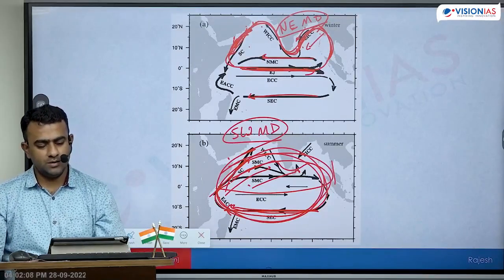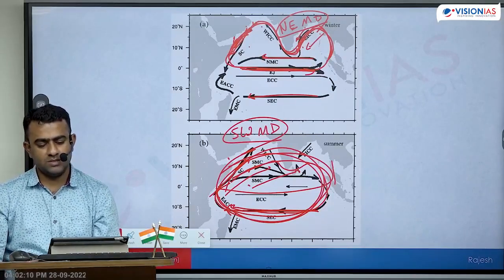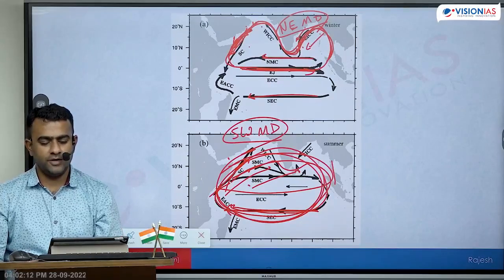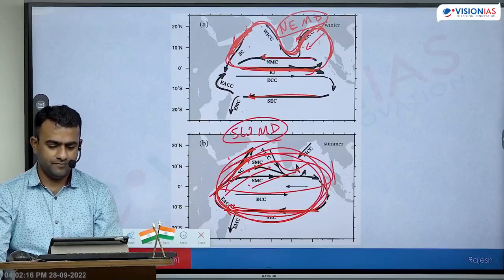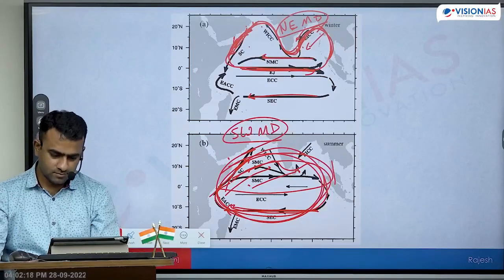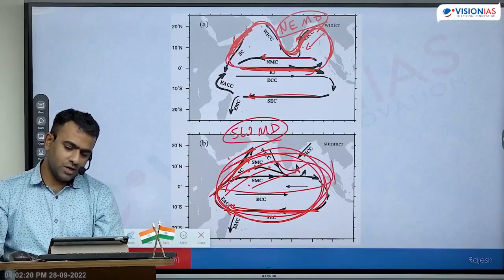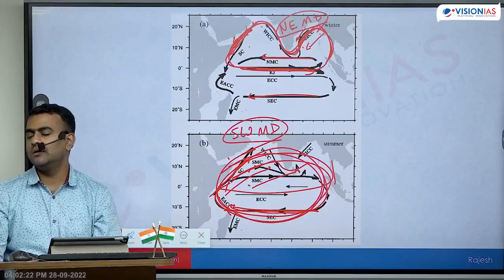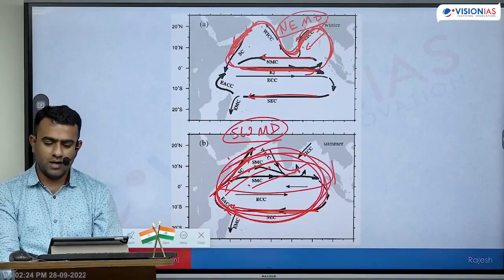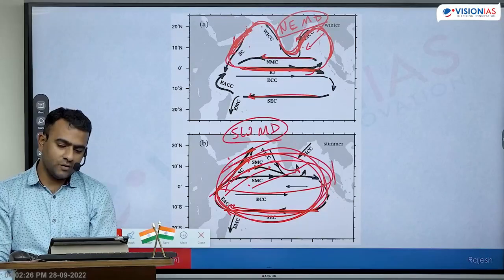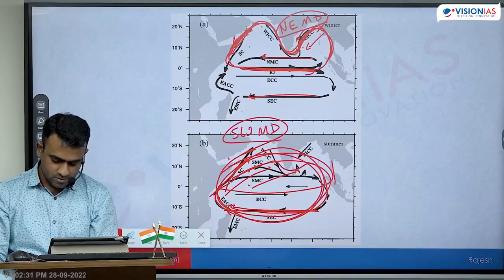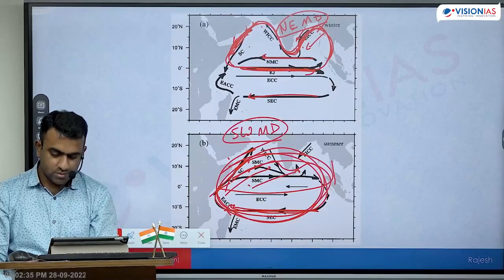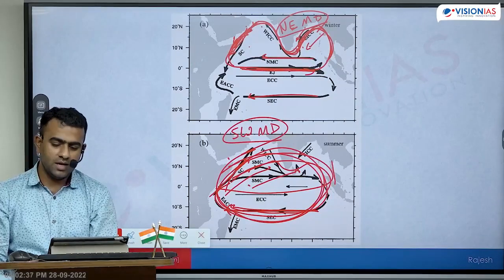Next point. During the summers, the north equatorial current and counter equatorial current are nearly absent.